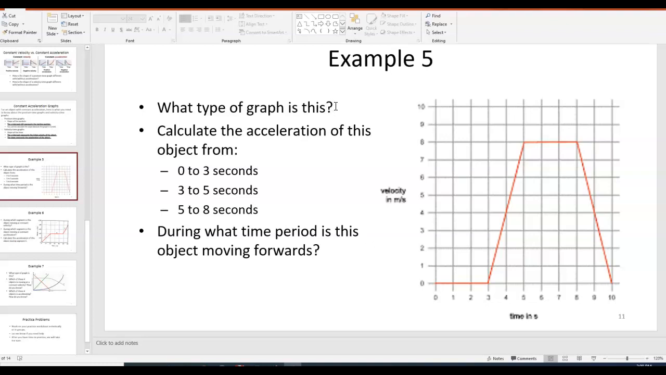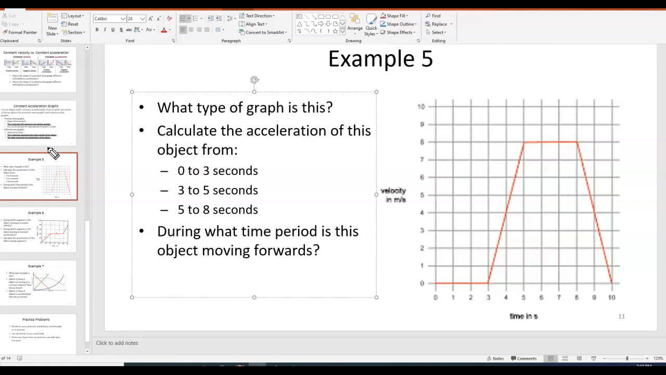What type of graph is this? First thing you should always ask, what type of graph is this? This is a velocity versus time graph. There's velocity, there's time. The question says calculate the acceleration of this object from 0 seconds to 3 seconds, from 3 seconds to 5 seconds, and from 5 seconds to 8 seconds. So basically, this segment, and then this segment. Now, remember, on a velocity time graph, the acceleration is represented by the slope of the graph. So if I want to find the acceleration, I need to find the slope.